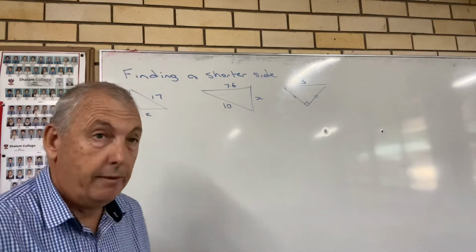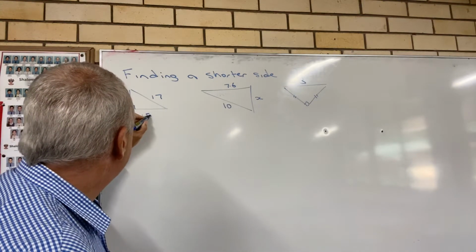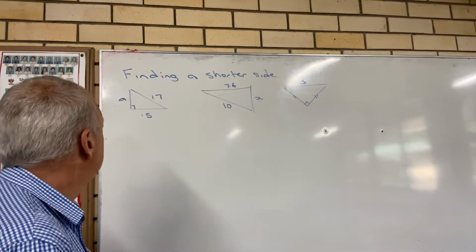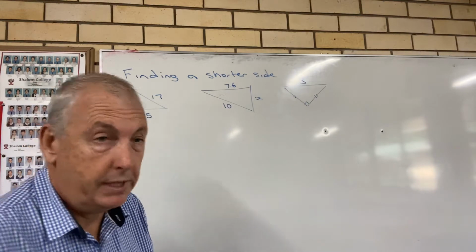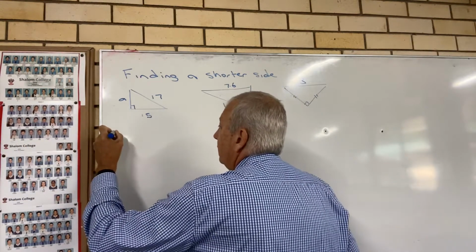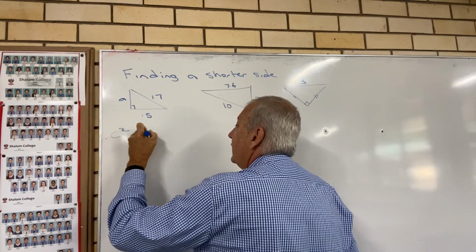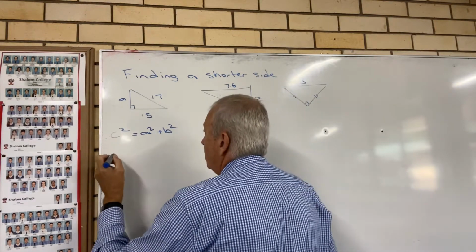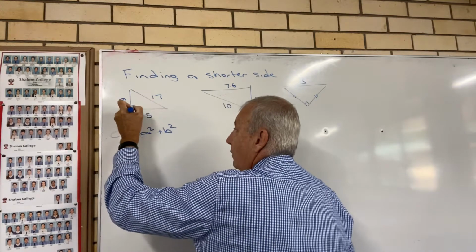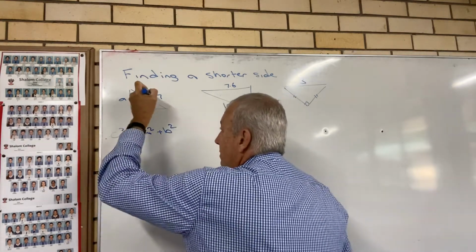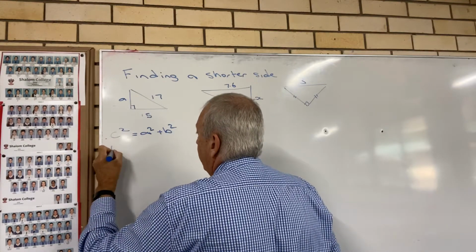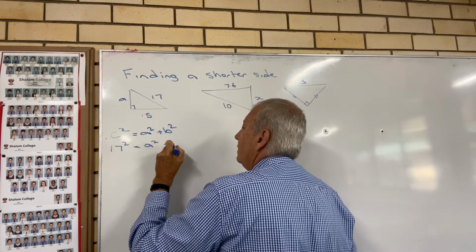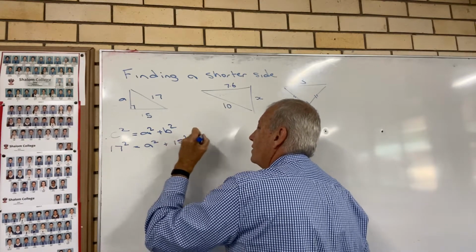If there's already a diagram in place, that's great. We use the diagram and then we identify what we know and use our formula. So we remember that our formula is c squared equals a squared plus b squared. So we know that our hypotenuse is our longest side, and we know that our right angle is always pointing towards our hypotenuse, so we have 17 squared equals a squared plus b squared, which is 15 squared.